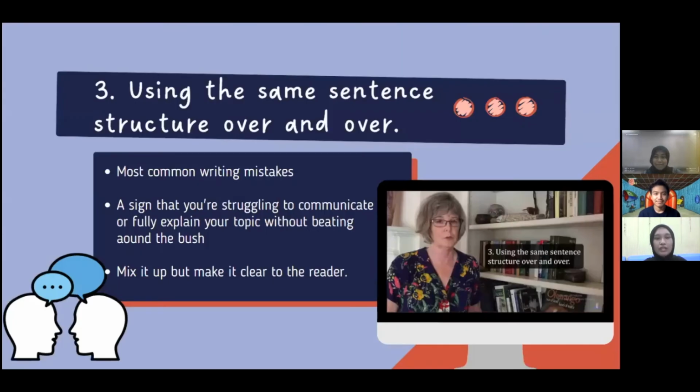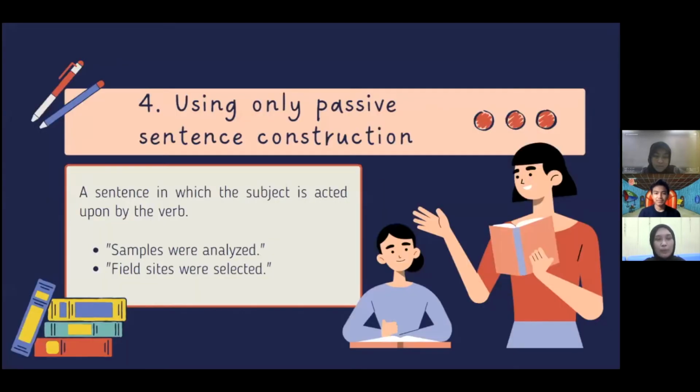Okay, so for repeating words over and over again, this is the most common writing mistake, and it is a sign that you are struggling to communicate or fully explain your topic without beating around the bush. You also need to mix it up, but make it clear to the reader so that the reader can understand your writing clearly. Next, for the fourth mistake, I will pass to the second presenter, Ifa Farisha.